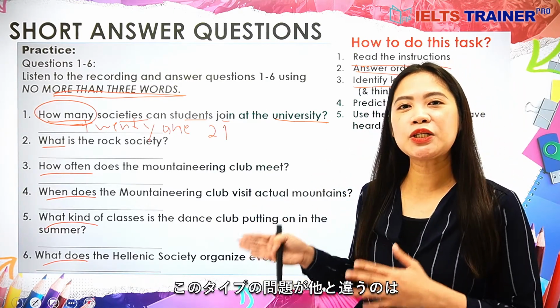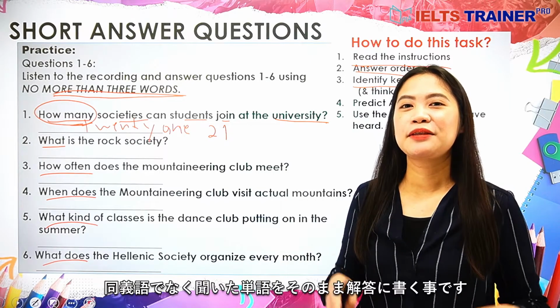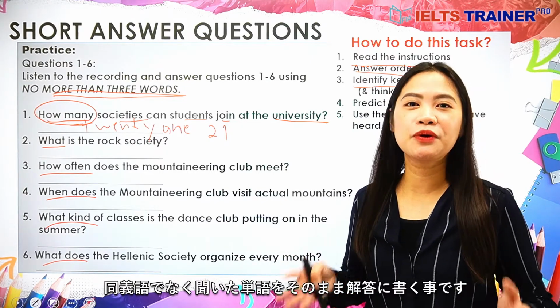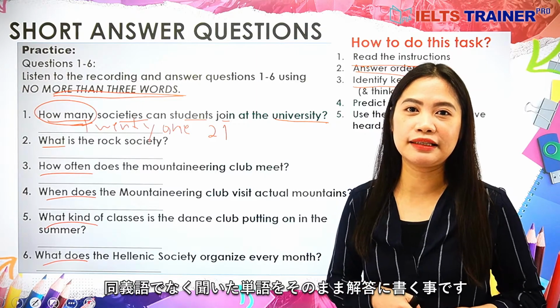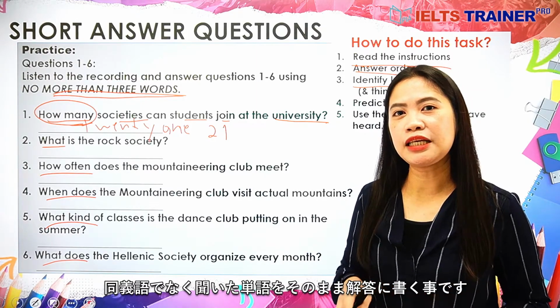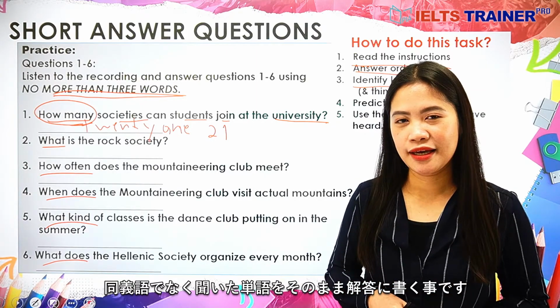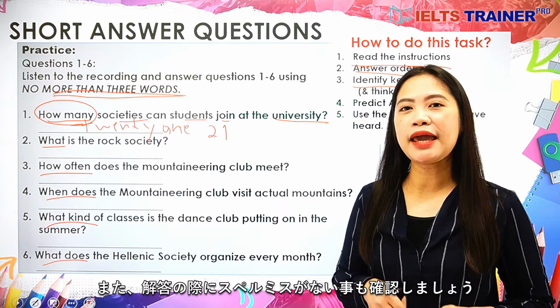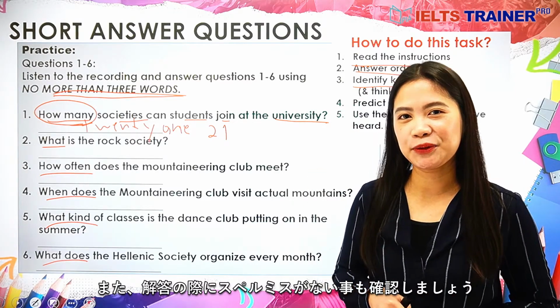What makes this question type different from the others? The answers that you write will be the words that you have heard in the listening, not the synonyms of those words. And when you write your answers, make sure your spelling is correct.